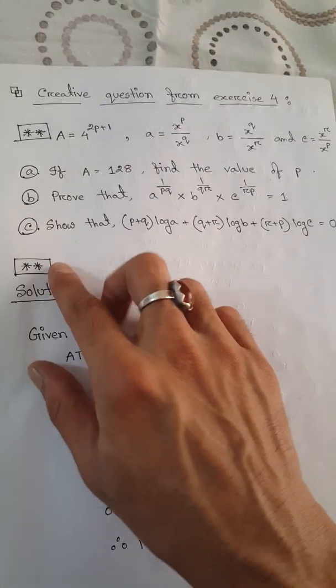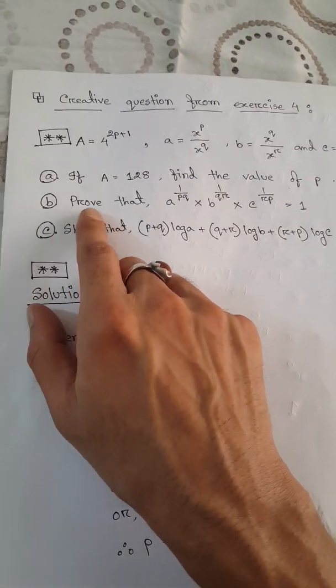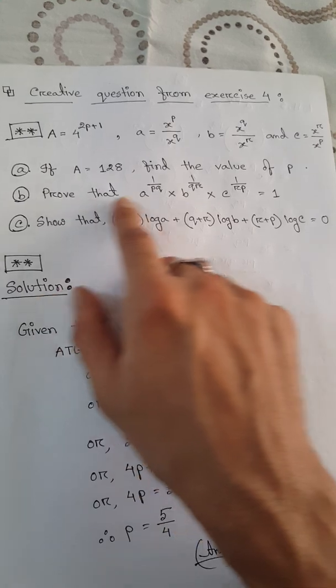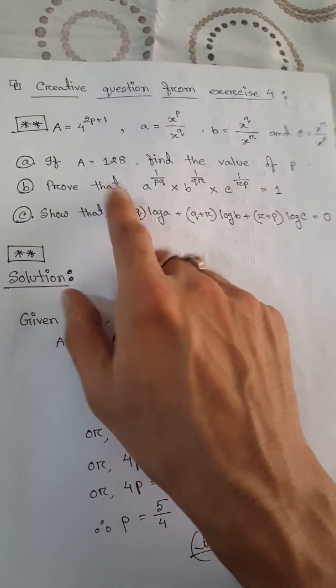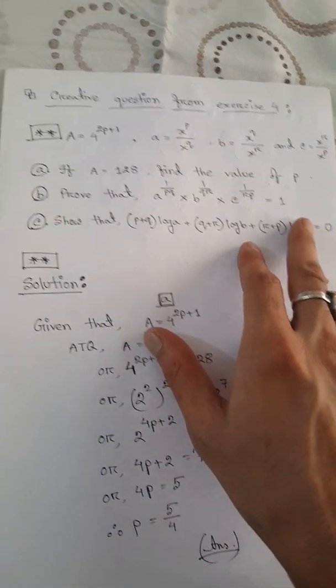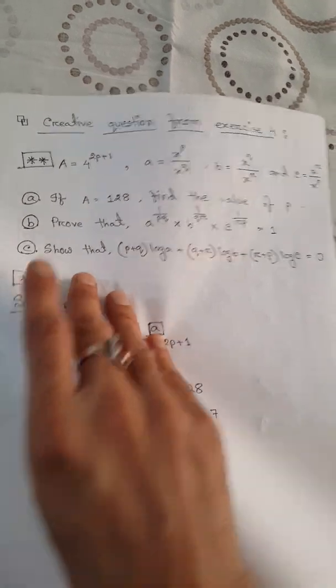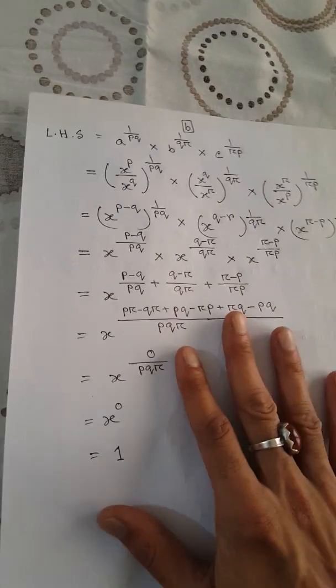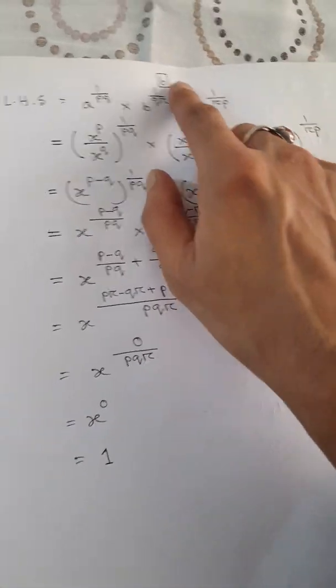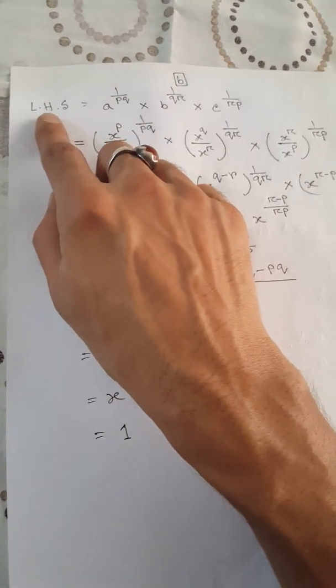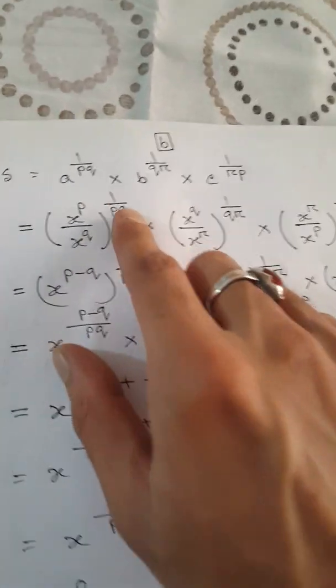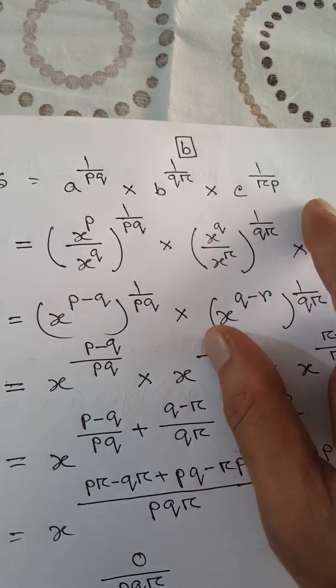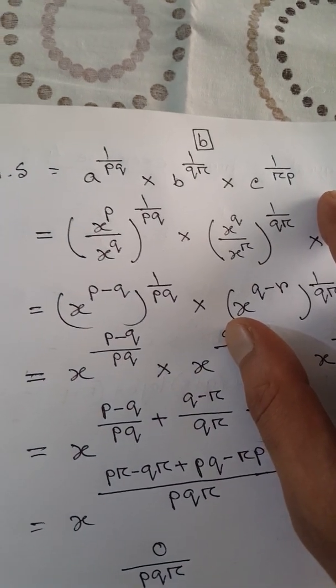Okay, fine. Now we will solve question number B. Look at the question. We have to prove that this is equal to 1. So in B, at first we write down the left hand side, that is this is our left hand side.